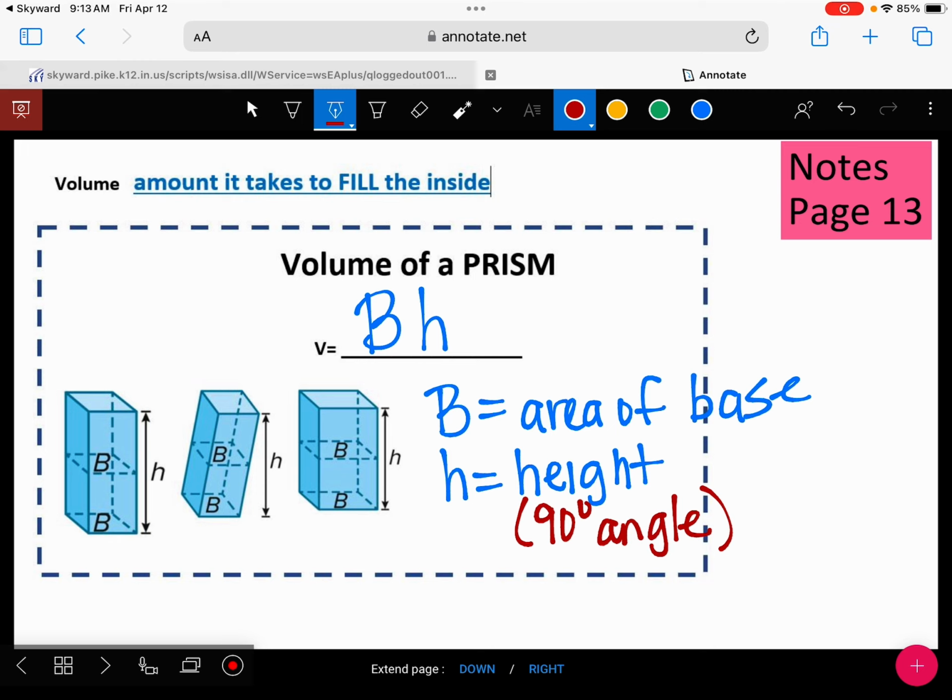So the first thing we're going to do is determine what's the shape at the bottom. Remember, for it to be a prism, it has to have the same shape on the top and bottom. If it has the same shape on the top and bottom, we call that a prism. You can have a rectangular prism, a square prism, triangular prism, and that's really all we have. And of course, we know a circle prism is called something different.